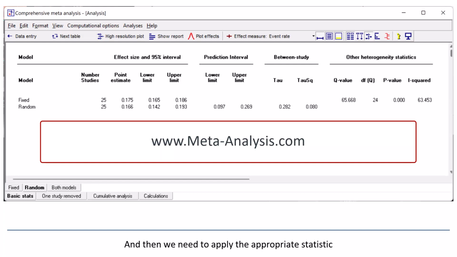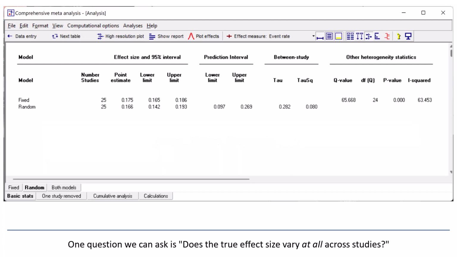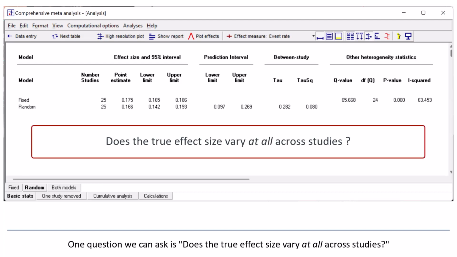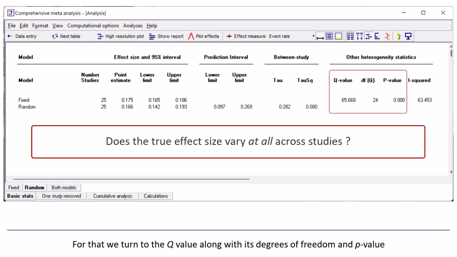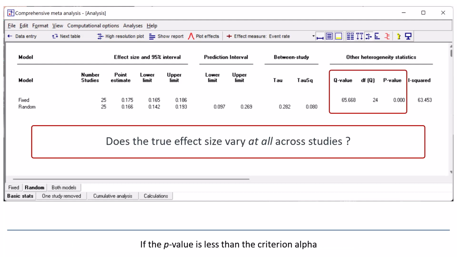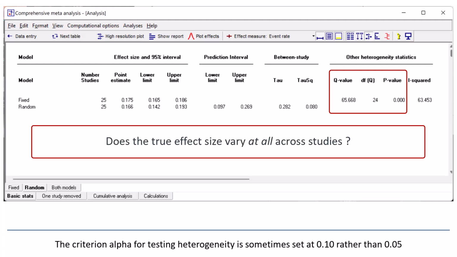One question we can ask is, does the true effect size vary at all across studies? For that, we turn to the Q value along with its degrees of freedom and p-value. If the p-value is less than the criterion alpha, we conclude that the true effect size does vary across studies. The criterion alpha for testing heterogeneity is sometimes set at 0.10 rather than 0.05. So any p-value under 0.10 would be considered statistically significant.